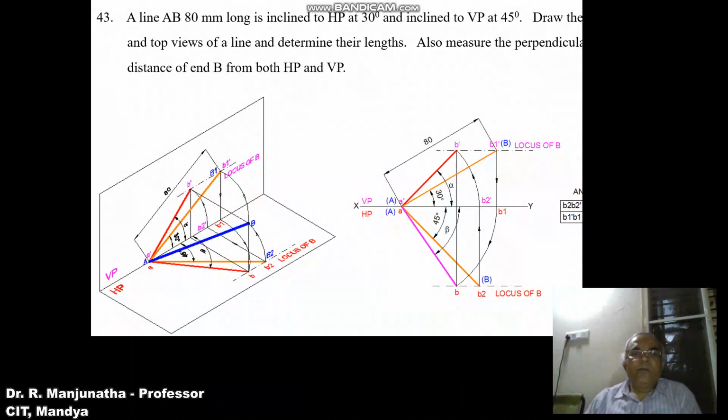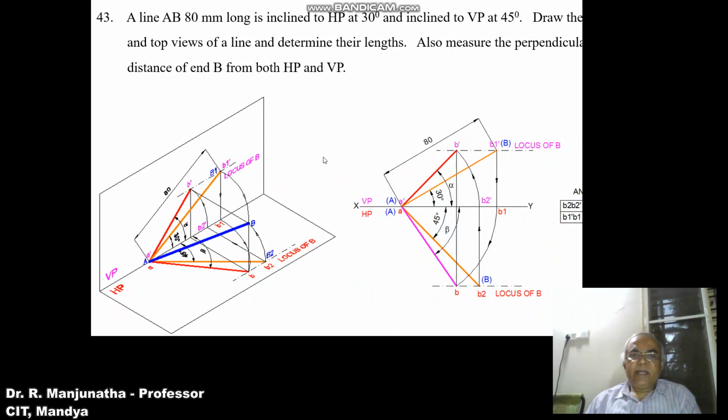Step by step, now we are going to solve the problem in the sketchbook. First, we will draw the XY line and mark XY, VP and HP. So now the point A is in both HP and VP.